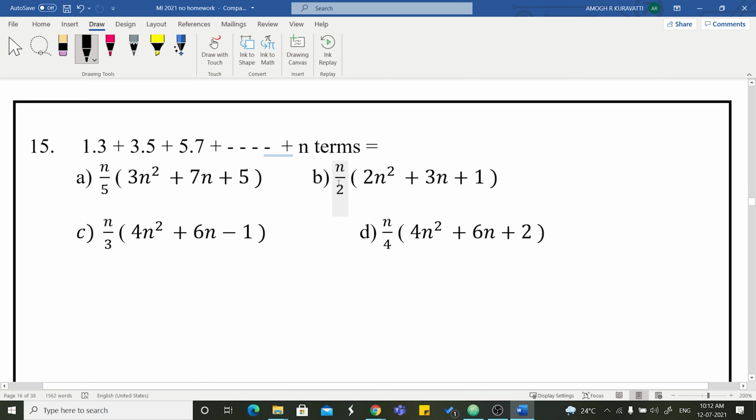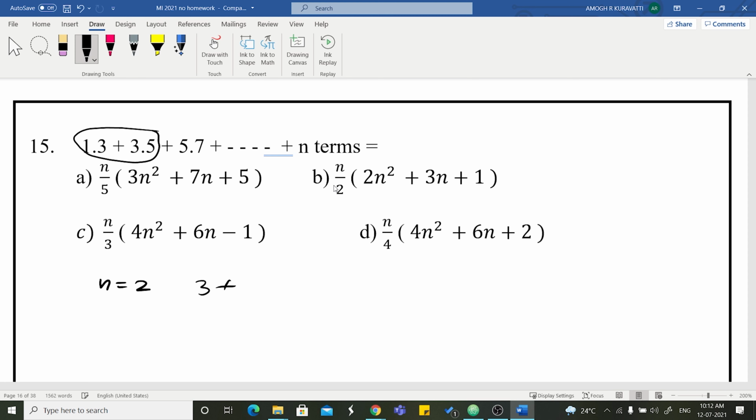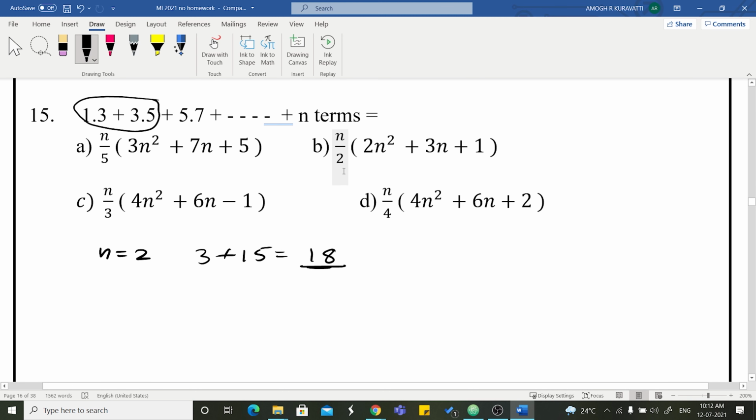Next problem. Yes, try this. Sum to n terms of the series 1 into 3 plus 3 into 5 plus 5 into 7 and so on. Again, trial and error method. What can you do? Shortcut method. Take n is equal to 2. N is equal to 2 means the sum of two terms. Two terms: 1 into 3, 3, plus 3 into 5, 15. How much? 18. In which option does 18 come by taking n is equal to 2? Check it.